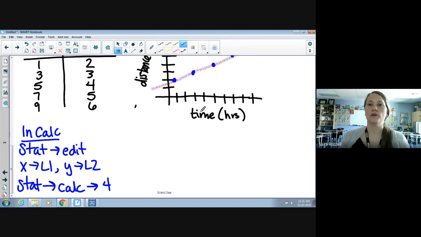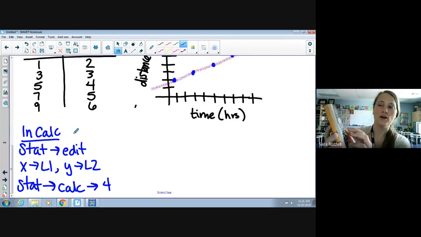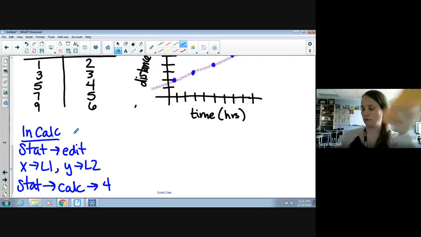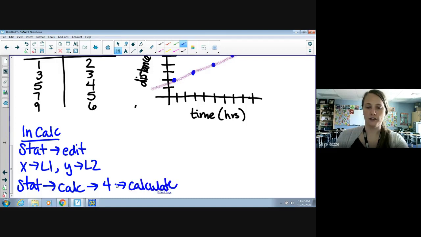Okay. So in order for us to get the equation of the line, once we have these numbers in, we're next going to hit the stat button again. Arrow over to calc, and I have this written down for you too, and then hit the number 4. Then you'll go down and hit calculate. That's the last thing. So we hit stat, arrowed over to calc, hit 4 for linear regression, and then hit calculate.